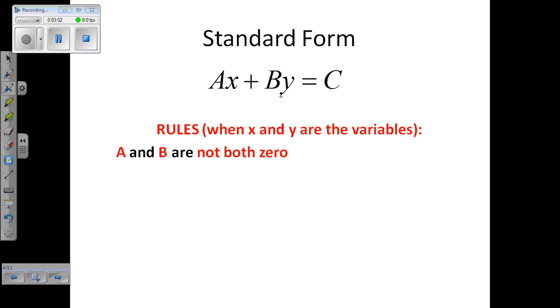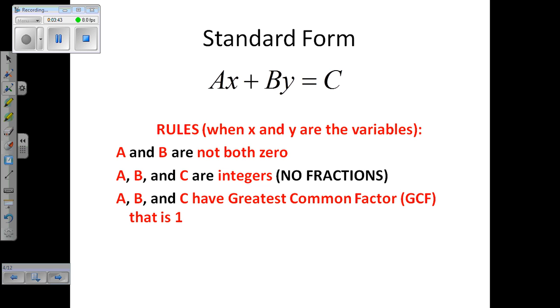If you look at A, B, and C, A and B are the coefficients in front of x and y. If both of those were zeros, then this whole side of the equation would be 0, and we'd have 0 equals some number, which wouldn't be possible. So A and B can't both be 0. A, B, and C must be integers. Integers are positive and negative whole numbers and 0. So you cannot have fractions or decimals as your numbers for A, B, and C.